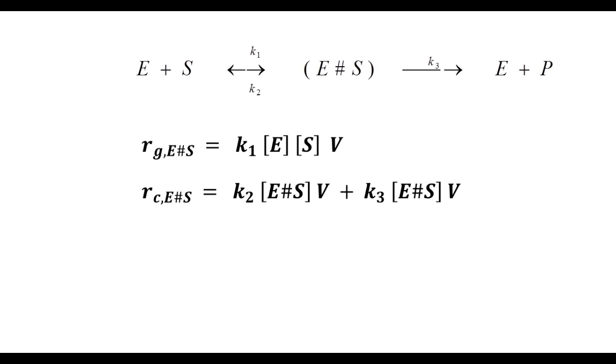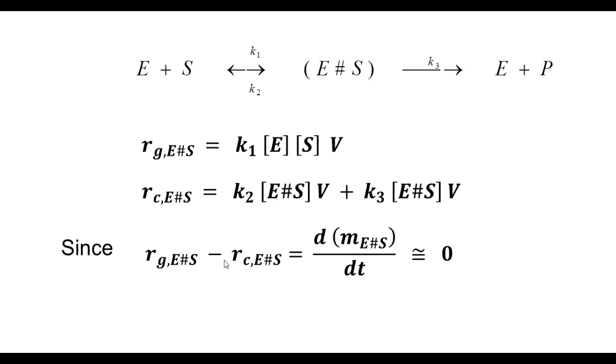And the rate of consumption of the enzyme substrate complex, as you see here, it is consumed through the reverse reaction with the rate constant K2 and this reaction with a rate constant K3. The consumption is K2 into concentration of the enzyme substrate into the volume plus the K3 into the concentration of the enzyme substrate complex into the volume here. So this is the rate of generation, rate of consumption, and so the mass balance turns out that the rate of generation minus the rate of consumption, rate of accumulation is 0.